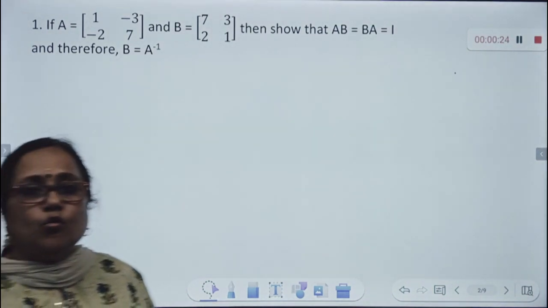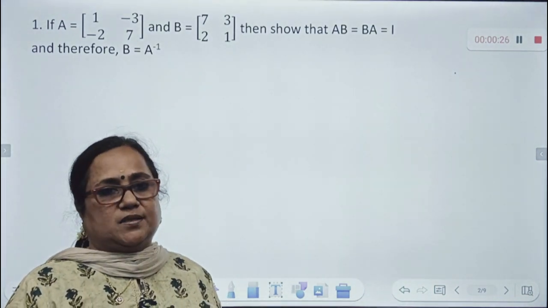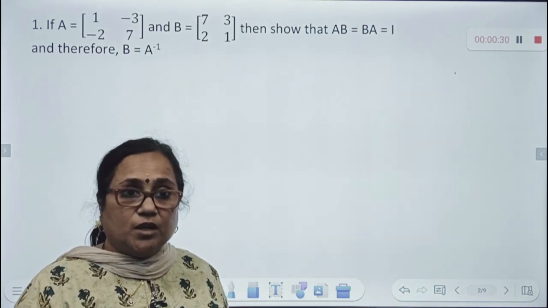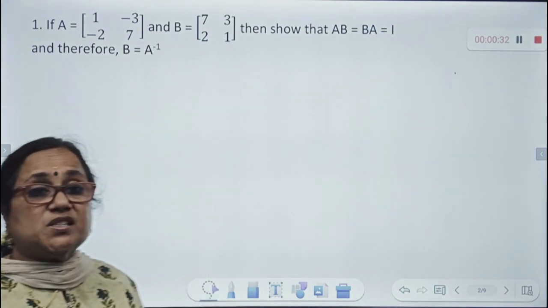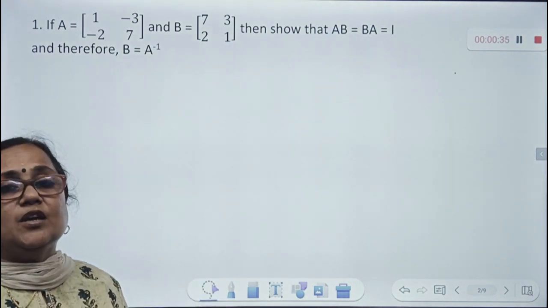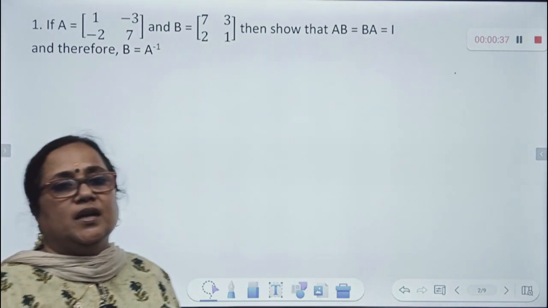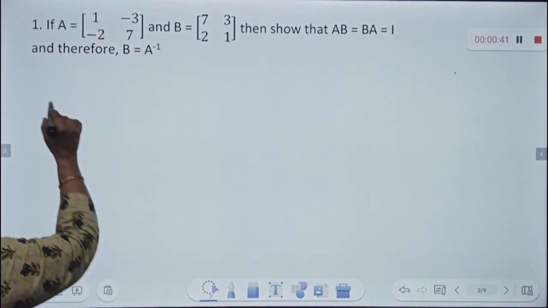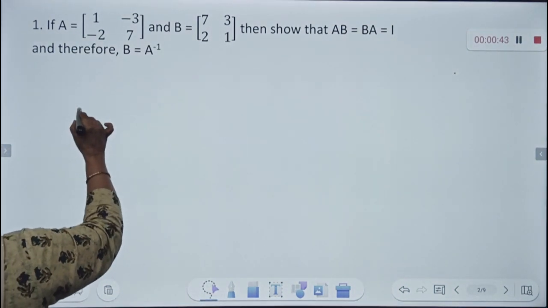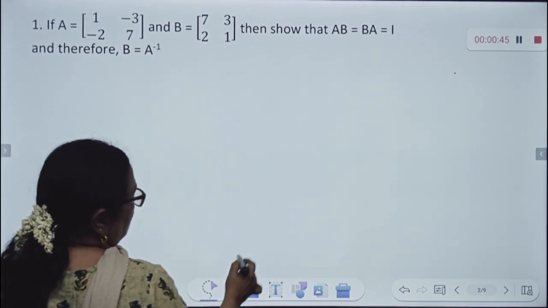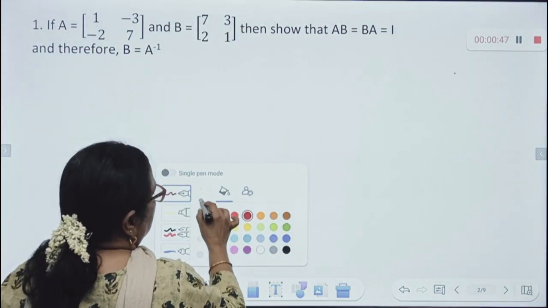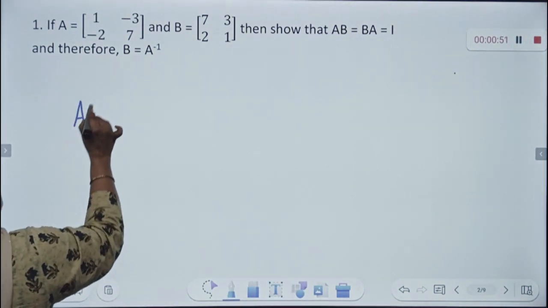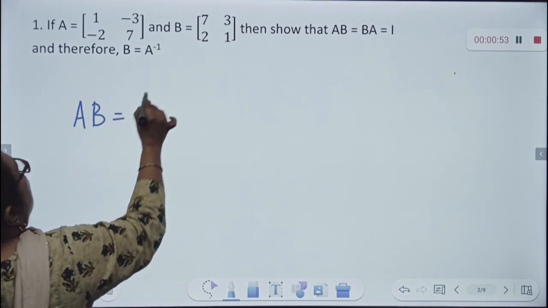Let us recall what is the inverse of a matrix. A matrix A is said to be invertible if there exists a matrix B such that AB equal to BA equal to I. In fact, one is called the inverse of the other. Now, let us look at A and B. Let us find AB first.